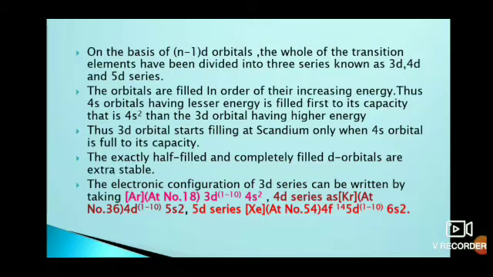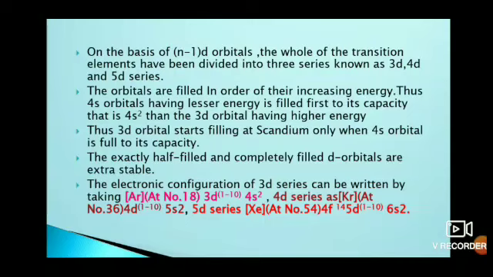The electronic configurations of 3d series, 4d series and 5d series are written by taking the noble gas configurations: argon having atomic number 18 and 3d 1 to 10, 4s2, that is for 3d series, and for 4d series we have krypton with atomic number 36 and 4d 1 to 10, 5s2, and 5d series consists of xenon with atomic number 54.